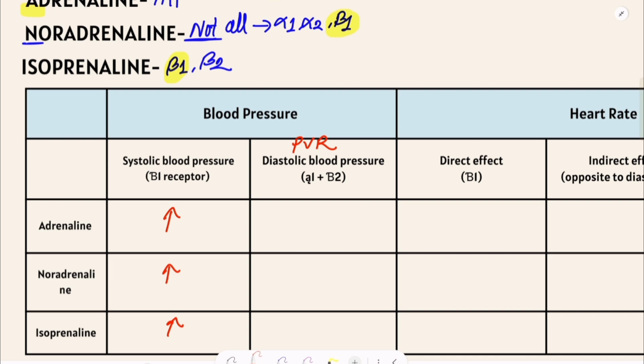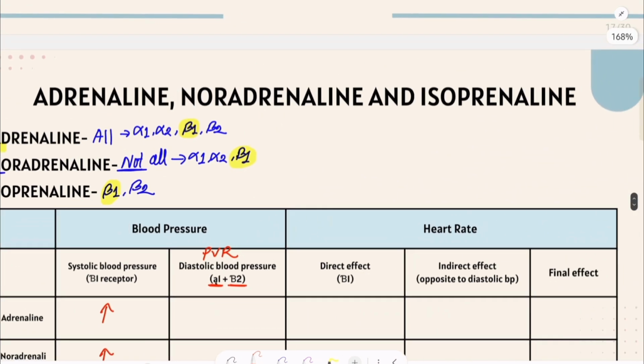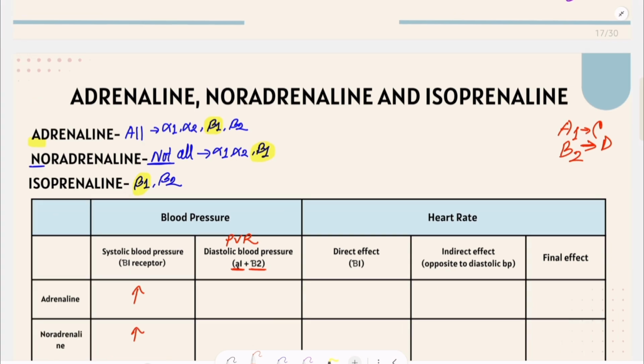And which receptors are present on blood vessels? Yes, we have two receptors, alpha 1 receptors and beta 2 receptors, and both of them have opposite effects. Remember, in nursery class, we learned A, B, C, D, and 1, 2. So alpha 1 causes vasoconstriction and beta 2 causes vasodilation. So it will depend upon alpha 1 and beta 2 receptors.